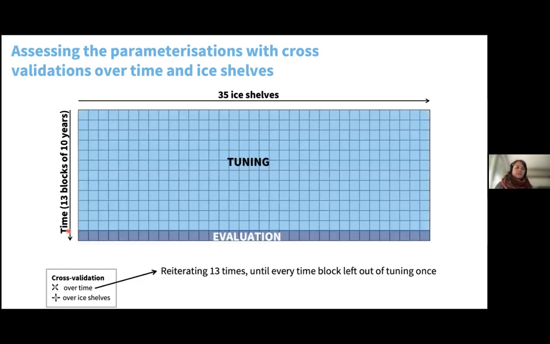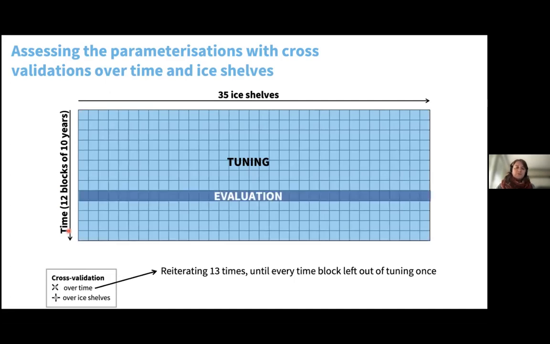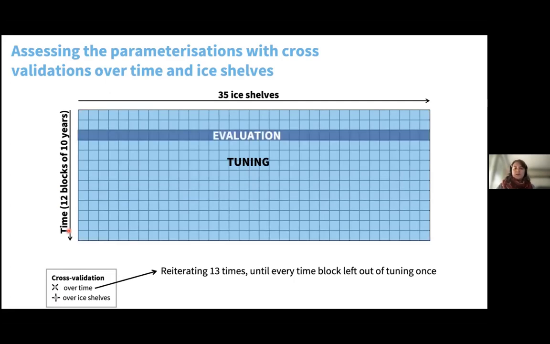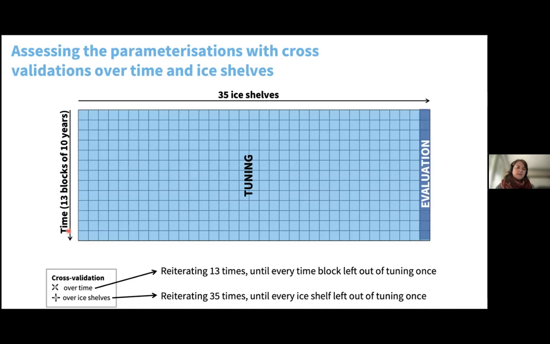And so if we do the cross-validation over time, we tune over 12 blocks of 10 years and we evaluate on one. And then we reiterate this 13 times until every time block was left out of tuning once. And then we can do the same over ice shelf. So we do a cross-validation over ice shelf, we tune over 34 ice shelves, we evaluate over one, and then we reiterate this again 35 times until every ice shelf was left out of tuning once.